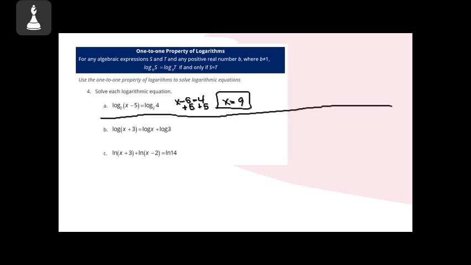Okay, for b, log of x plus 3 equals log of x plus log of 3. Well, I don't have a single log on both sides yet, but I know that I can combine the logs on the right-hand side. So if I leave the left-hand side alone, log of x plus 3. If we add logs on the outside, we can multiply their inside. So log of x plus log of 3 is log of x times 3, or 3x. And now they are both logs, so we just work with what's left. X plus 3 equals 3x.